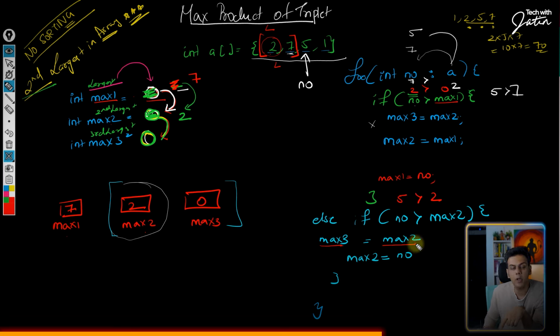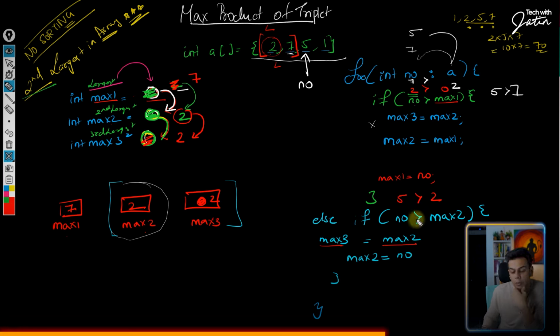So what is going to happen? Max 3 will get the value from max 2. What is there inside max 2? 2. Give it to max 3. So which is 0 right now. So over here, 2 will come into picture. 2 will come over here. Are you getting the point?